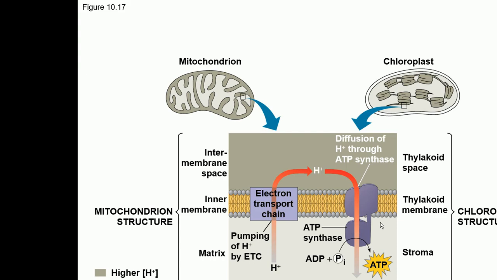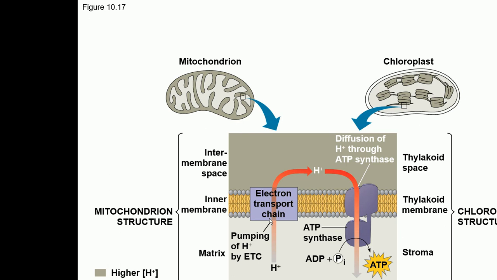So here is just the comparison of the process of chemiosmosis by which ATP is produced in cellular respiration and photosynthesis. Here you can see this is the matrix part of the mitochondria. This is the intermembrane space of the mitochondria. As the electrons flow through the electron transport chain, the energy is released, and that energy is used to pump the protons from this region to this region. And then the protons flow through ATP synthase and produce ATP.